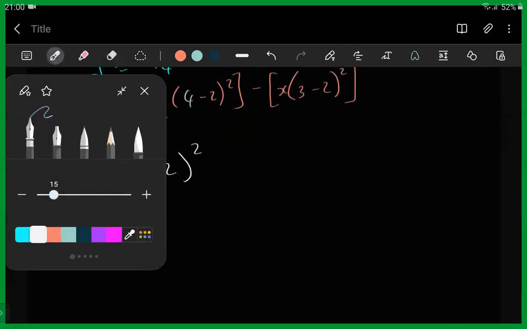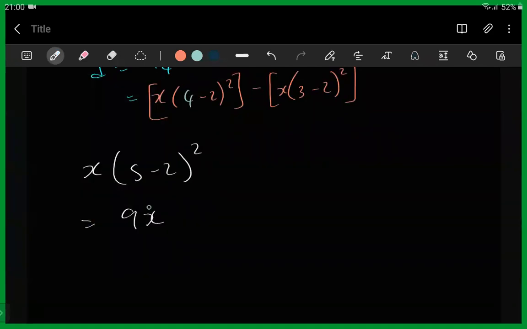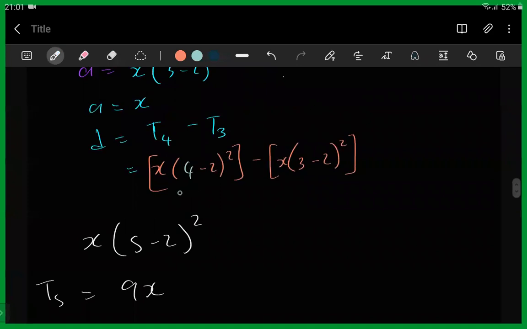But with what we have here, let's see, this would have been t number 5. This would have been t number 4. T number 4 would have been, let's say, 4 minus 2, which is 4. 4 squared. I mean, 4 minus 2 is 2.